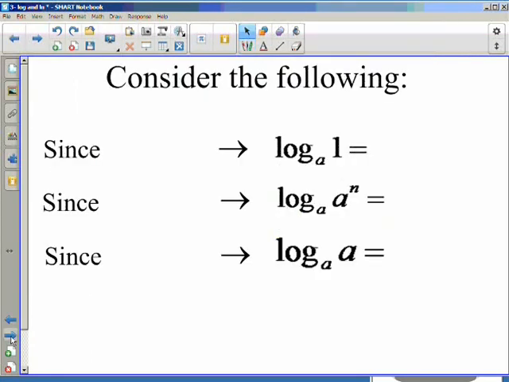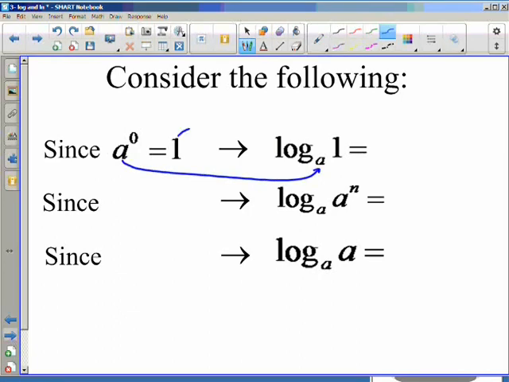If you recall, a to the 0 is 1, and if we wanted to rewrite this in log form, we'd recognize our base. Our argument is the outcome, so our input for log is the outcome or output of the exponential, and so therefore the solution would be 0. And that doesn't look quite as natural maybe as a to the 0 equals 1, but that's something to pay attention to.